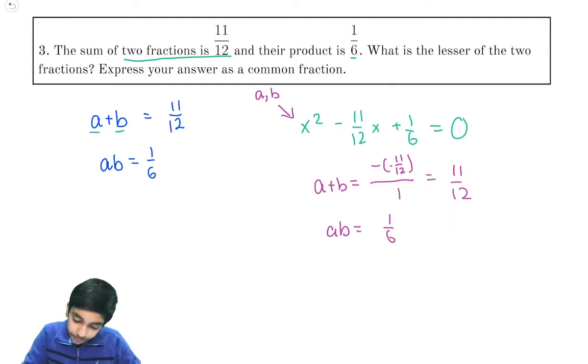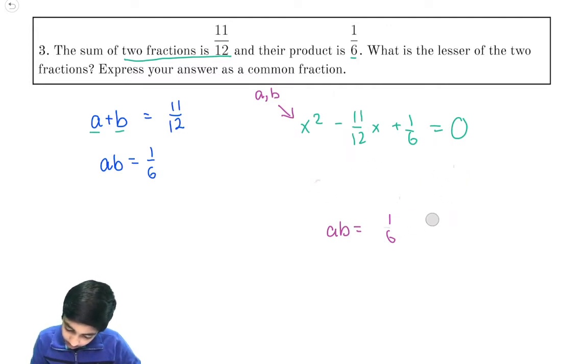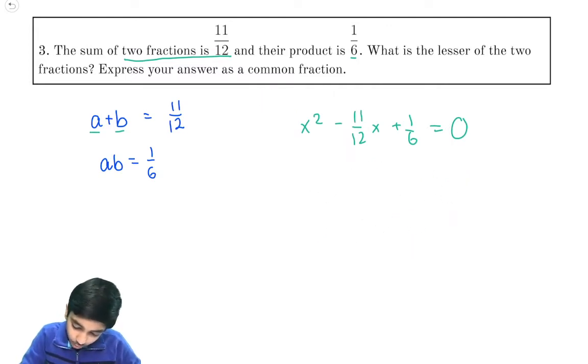So we know that the two roots of this quadratic will sum to 11 over 12 and have a product of 1 over 6. And we want to find the lesser of the two fractions. So now I'm going to erase this just to make up some more space. With this quadratic we have here, we can just solve for both of the roots using the quadratic formula.